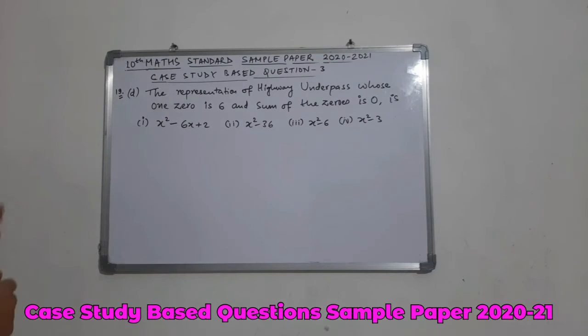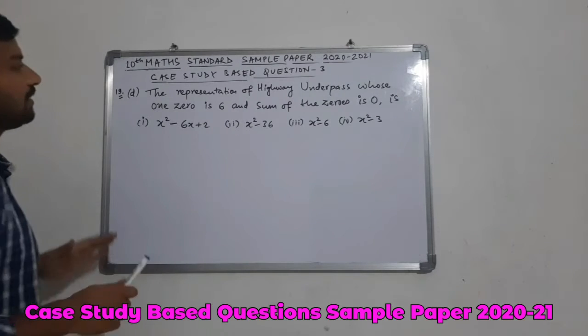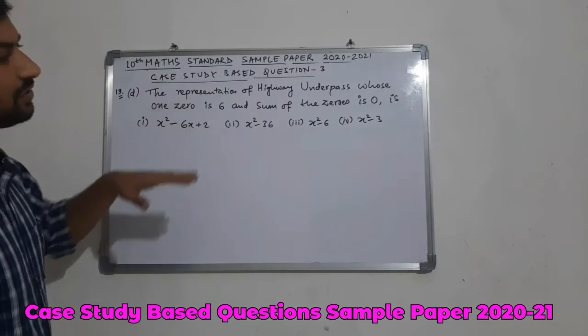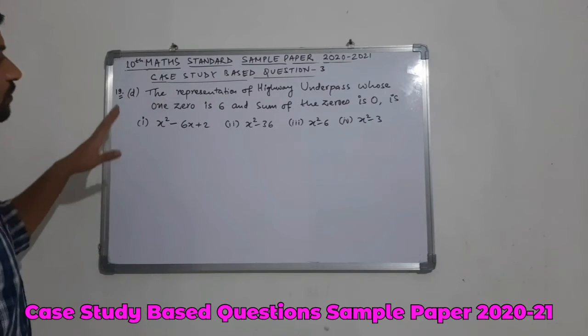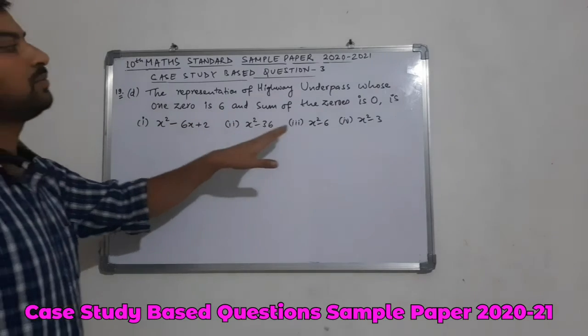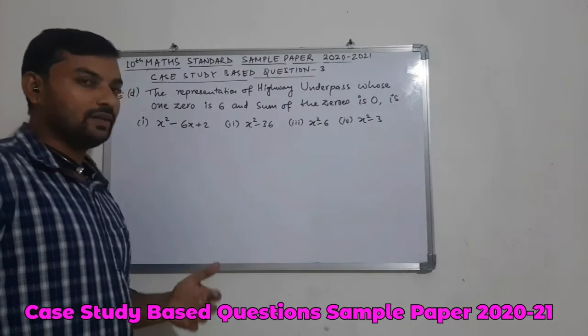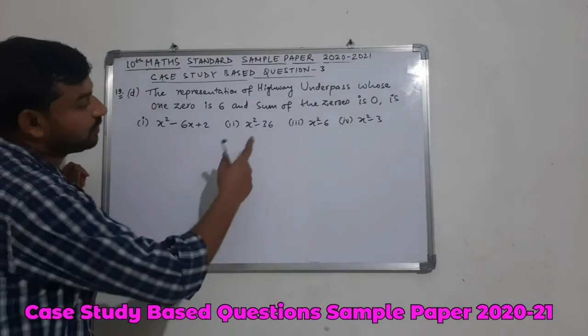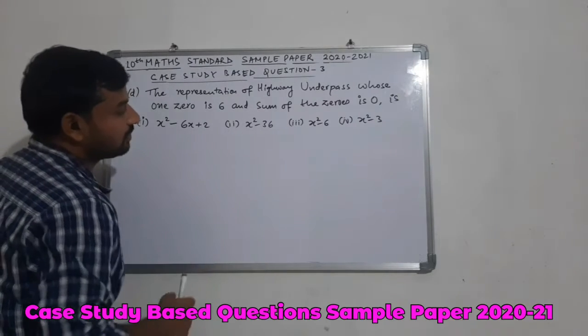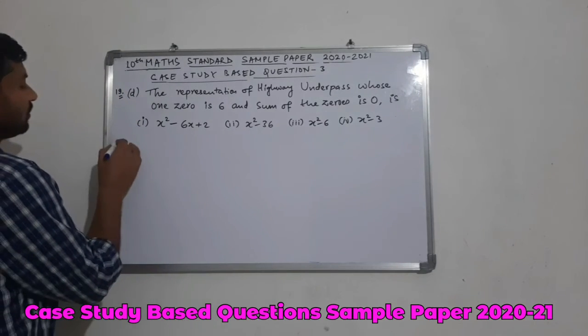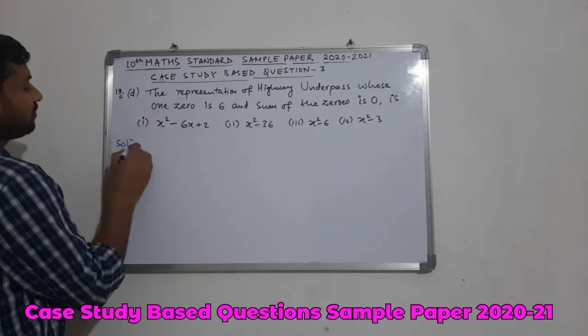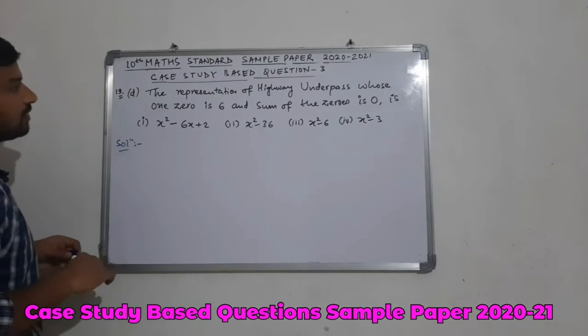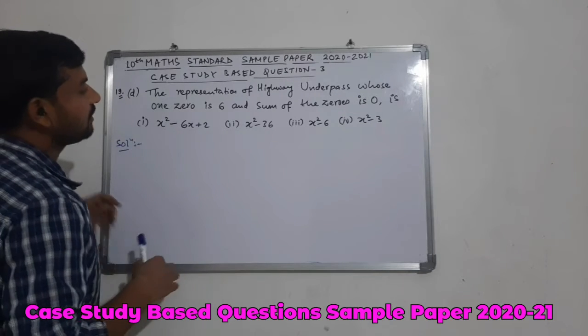Now let us come to the fourth part of question number 19. The question is, the representation of highway underpass whose one zero is 6 and sum of the zeros is 0 is: first option x square minus 6x plus 2, x square minus 36, x square minus 6, and x square minus 3. So this is related to the relationship between the zeros and coefficients. So let us come to that.